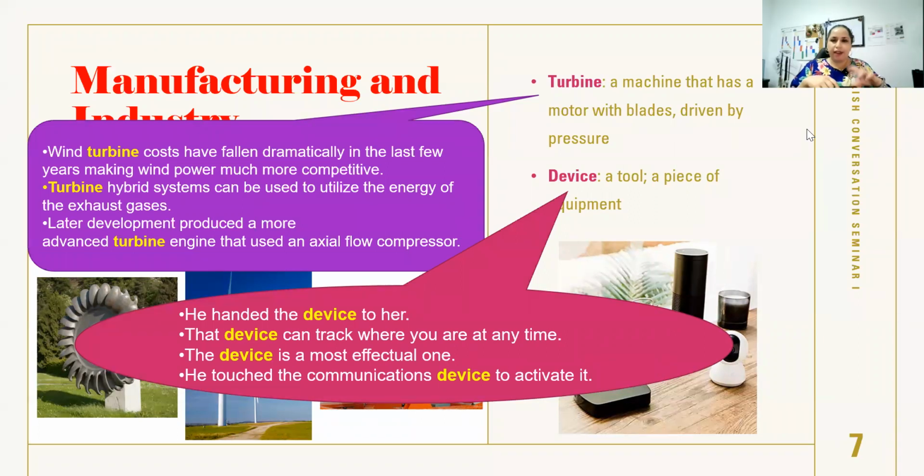Good, thank you. Again, I'm going to read them again so you can practice with me at the same time. And of course, hopefully you're writing all of the examples down. If not, you can write them later on because you do have these slides on your Canvas session. He handed the device to her. That device can track where you are at any time. It's a tracker. The device is the most effectual one. He touched the communications device to activate it. Pretty cool, huh? Good. Next will be a few more words.